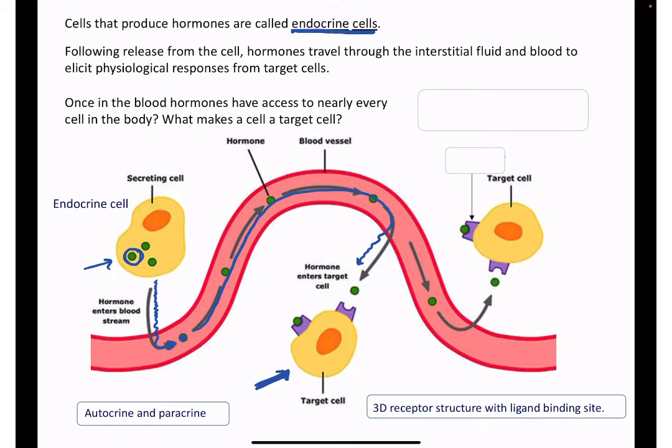And my question to you is that once a hormone is in the blood, it has access to nearly every cell of the body. So what is going to determine if a cell is a target cell for that hormone? What's going to make a particular cell bind a hormone and have an effect because of it? What makes a target cell a target cell?